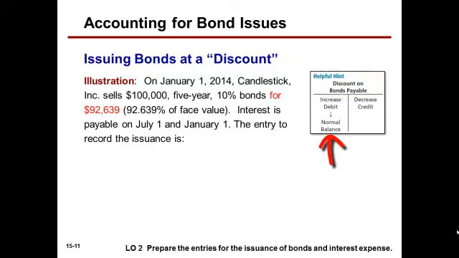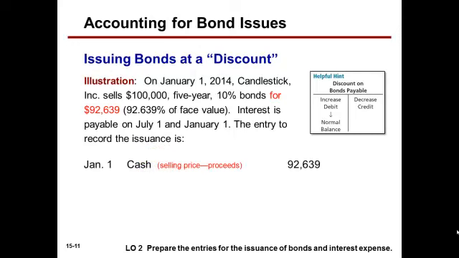On January 1st, 2014, Candlestick Inc. sells $100,000 5-year 10% bonds for $92,639. That is 92.639% of face value. Interest payable July 1 and January 1. Let's first make the entry to record the issuance of these bonds for a selling price of $92,639.